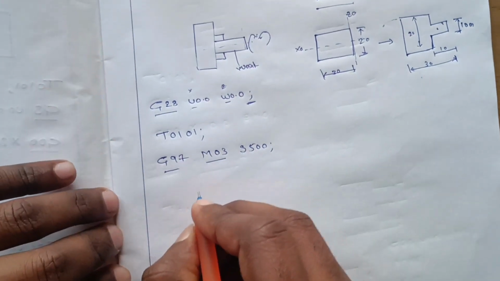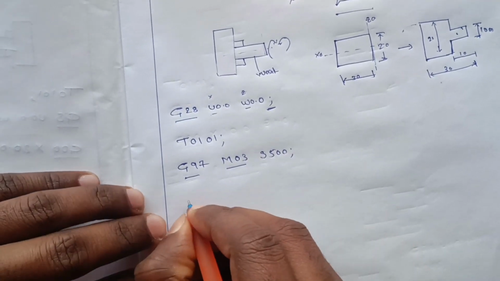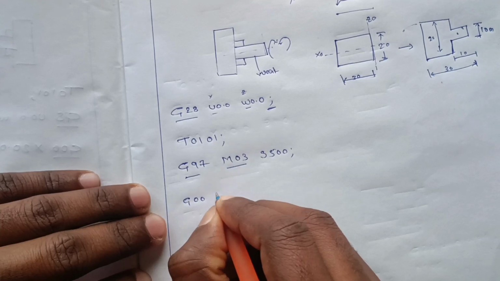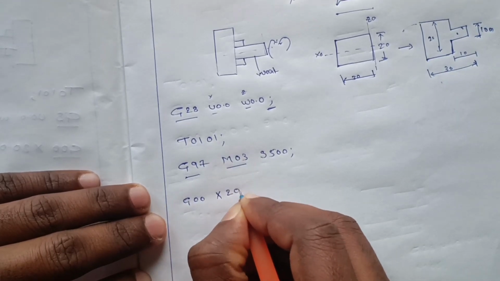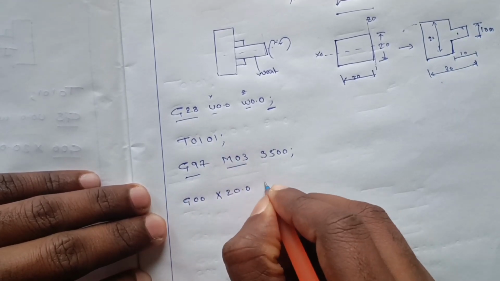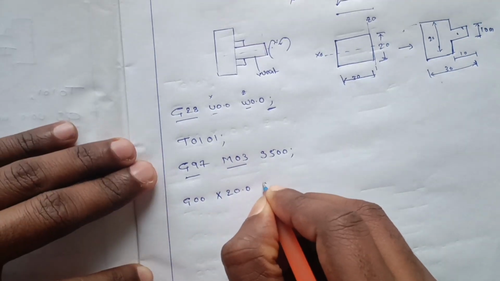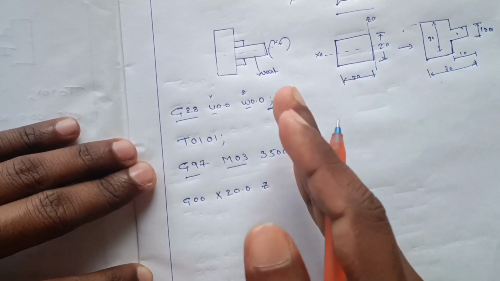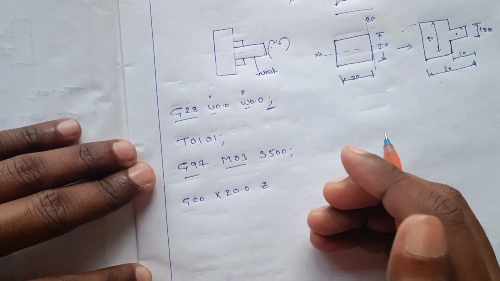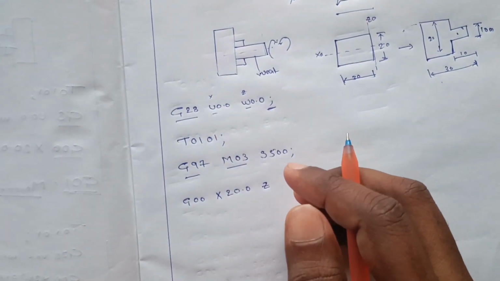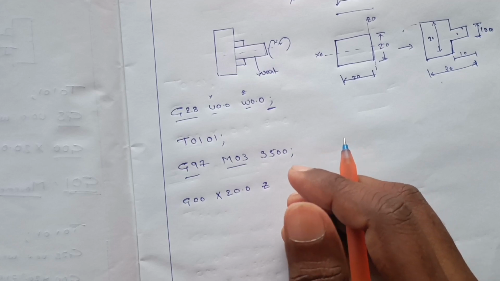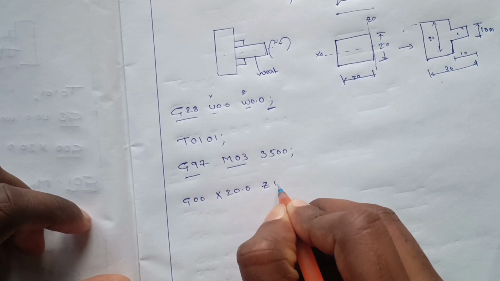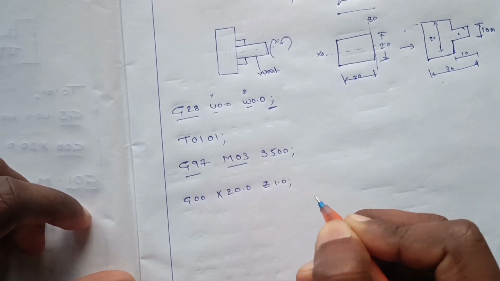So now G00 X20.0 and Z something. We should take Z from more distance from the component, because some of the raw products will have excess material. It may damage the tool, so we take some 1.0.